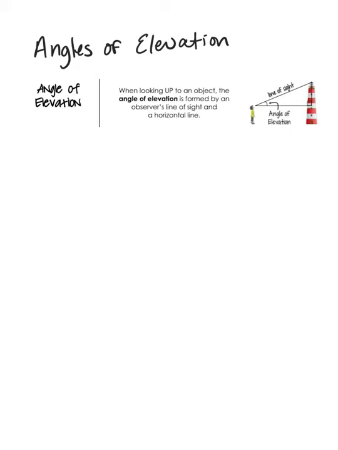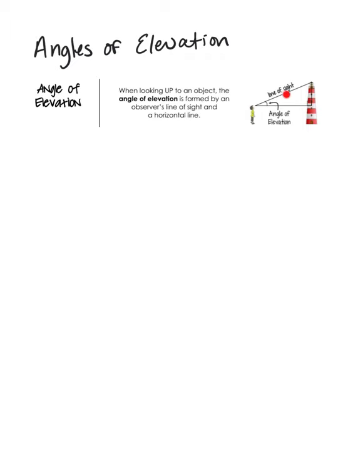Okay, so this video is going to be on angles of elevation. When we're talking about angles of elevation, it's when we're standing somewhere and we're looking up. So this person's standing, his normal line of sight is straight ahead. It's a horizontal line. To look to the top, he's got to look up. So the angle of elevation is up.